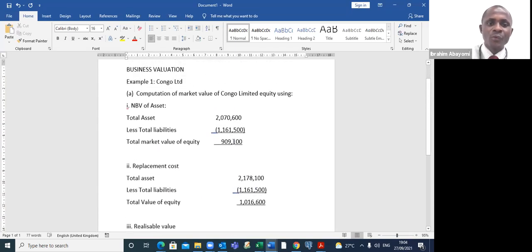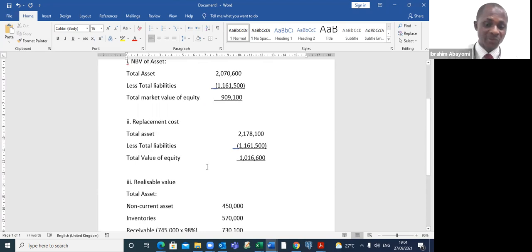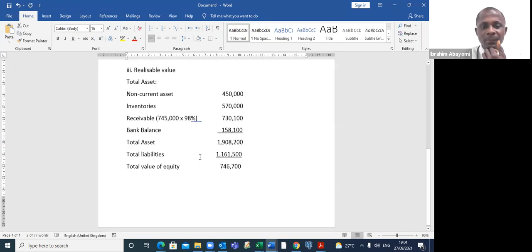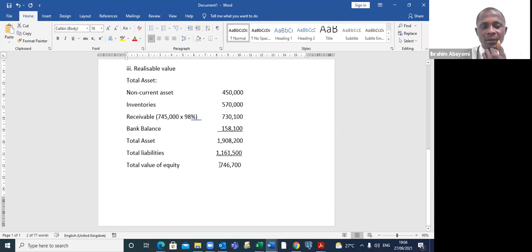Based on net book value, this is the market value. They will not give you the same thing. Don't bother. No, it's not possible. Different valuation bases will give you different values. So do not bother about the different results we have. Based on book value, this is the market value. Based on replacement cost, this is market value. Based on realizable value, this is market value.